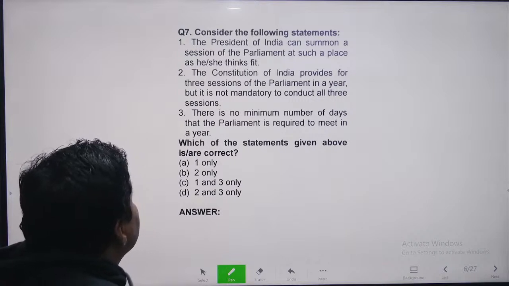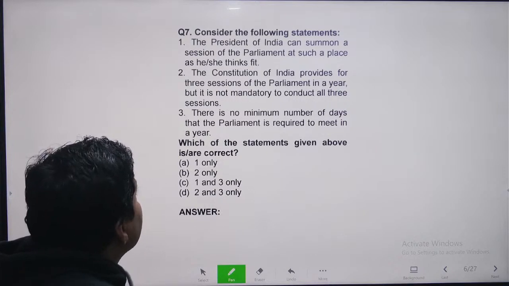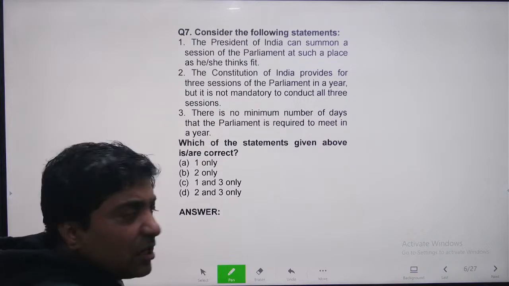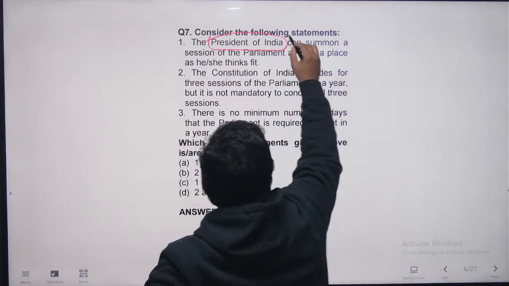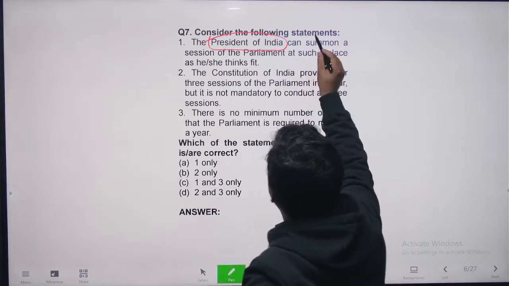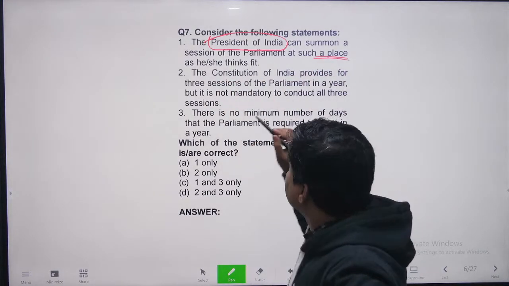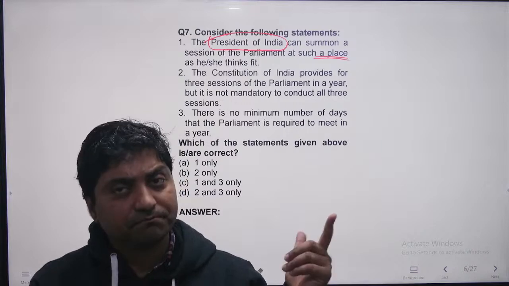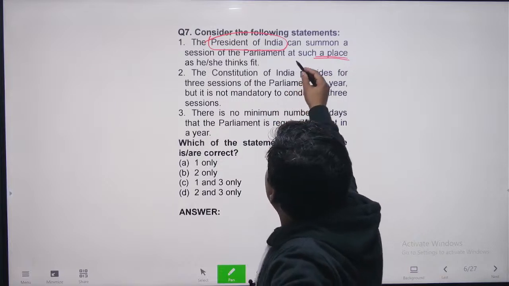Consider the following statements. The President of India can summon a session of the Parliament at such a place as he or she thinks fit. Yes, the President of India can summon each house to sit at a place and time as the President thinks fit. The President can summon the house to meet in Goa. The house can meet in Goa, right? So you can see this is correct.